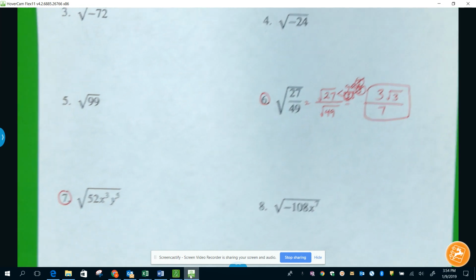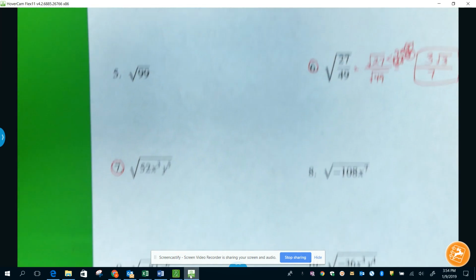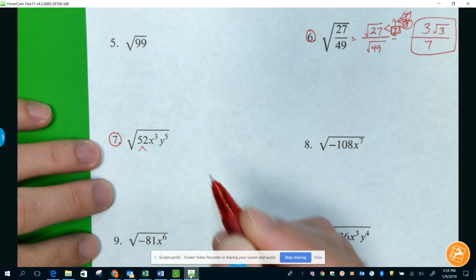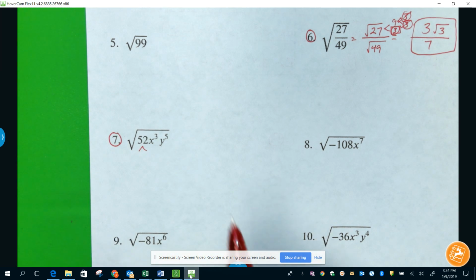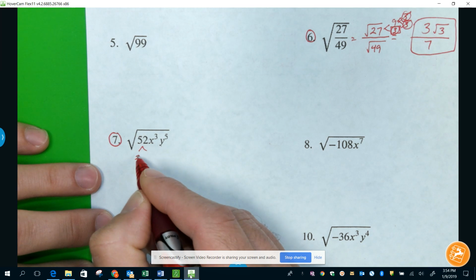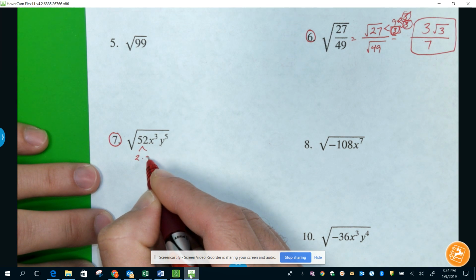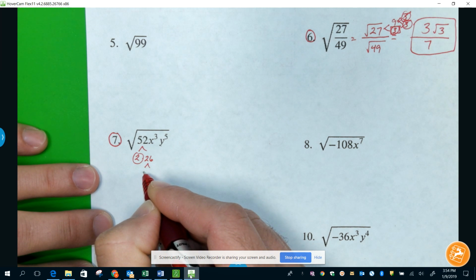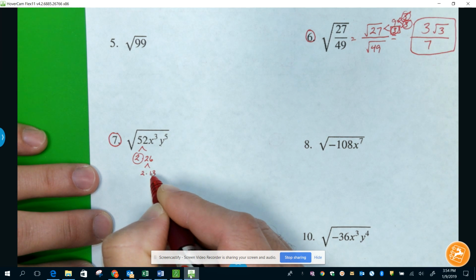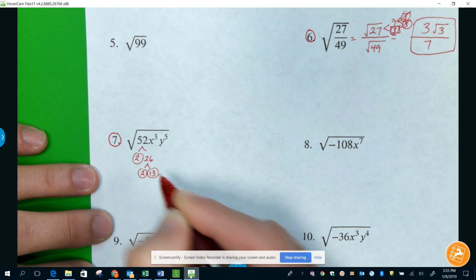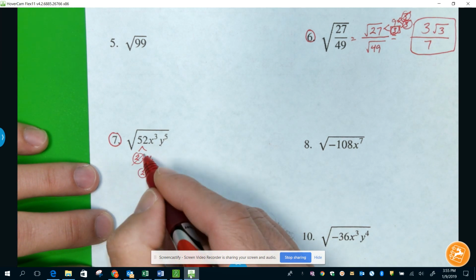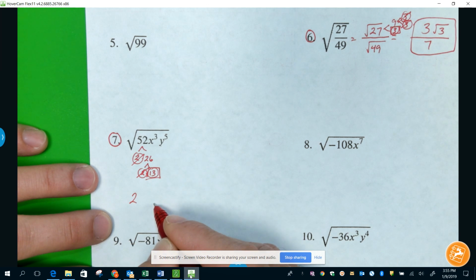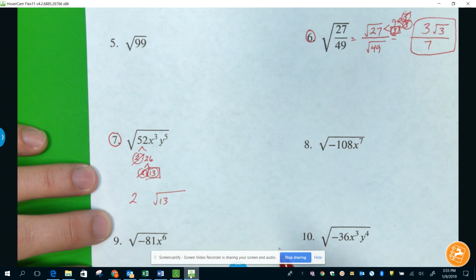Number 7 is very similar to what we learned last, just simplifying radicals, except here we have 2 variables. We split up our 52. We've got 2 times 26. 2 is prime. 26 breaks down to 2 times 13. And both of those are prime. So our pairs here, the 2's get to team up and go out together as 1. My single guy here is 13, so he goes underneath the radical.